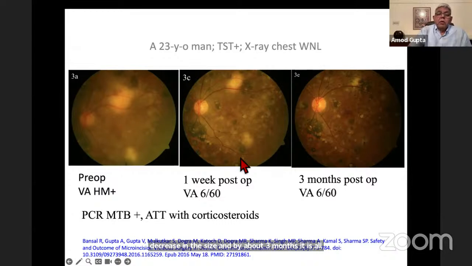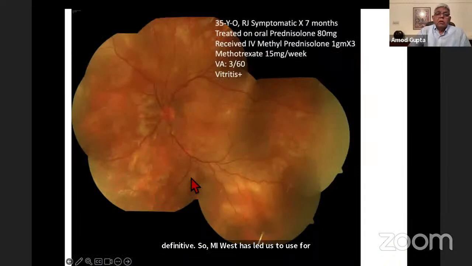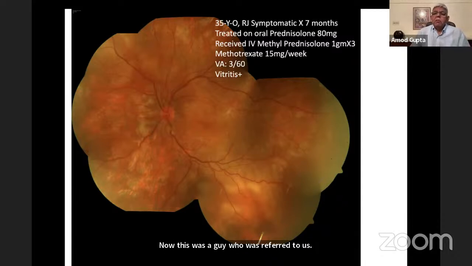In this particular patient as well, the PCR for MTB from the vitreous fluid was positive, and the patient underwent a definitive treatment. So MIVS has led us to initiate definitive treatment in some of these cases. Now, this was a guy who was referred to us. He was in acute depression because he had been going around India for about 7 months. He had been treated with IV methylprednisolone. He had received oral high doses of prednisolone without any relief.